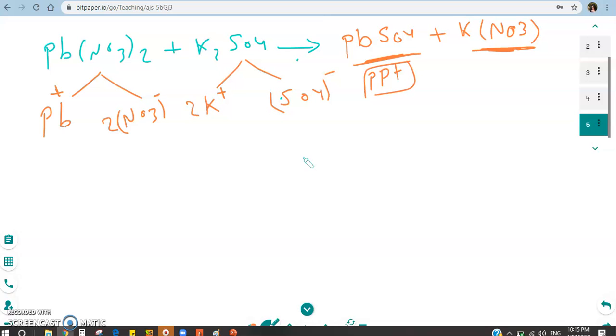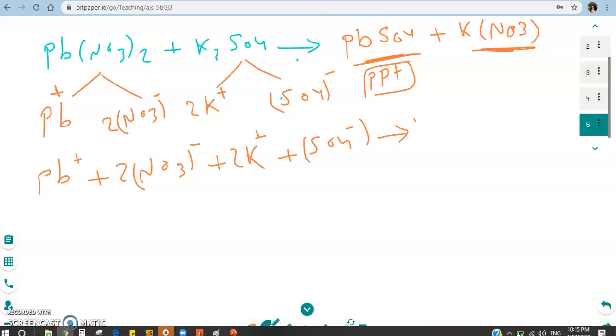So let's continue actually writing this equation, or dissociation, correctly as it's shown here. So we'll write down, and this is the equation that you will need to write, 2NO3, plus 2K positive plus SO4 negative. And then we discover that this one will precipitate as it is, and this one is soluble, so it gives you NO3.